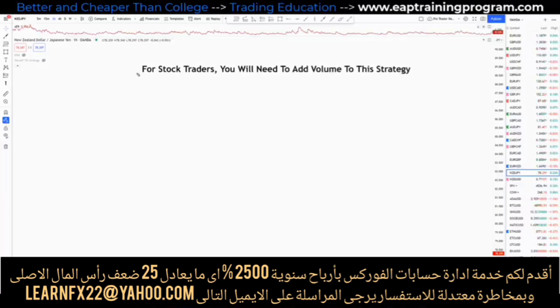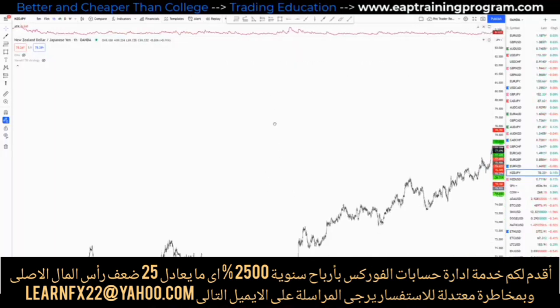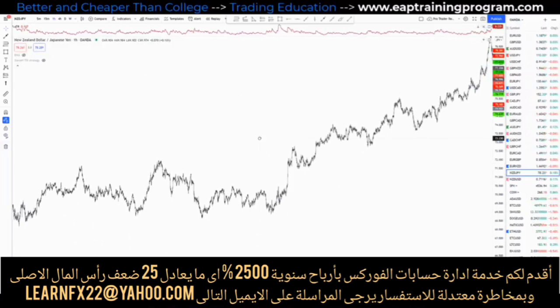And lastly, before we get into the strategy itself, for stock traders, you will need to add volume to this strategy. I'm going to go over some examples of that later on, but I trade primarily in the Forex market, and in the Forex market, volume works a lot differently, and I do not use it. But if you're in the stock market, we will be adding a volume indicator to this strategy later on in the video. I will go over some examples of that. But for now, let's go ahead and dive down to some charts on the New Zealand yen and take a look at all the rules for this flag pattern strategy.